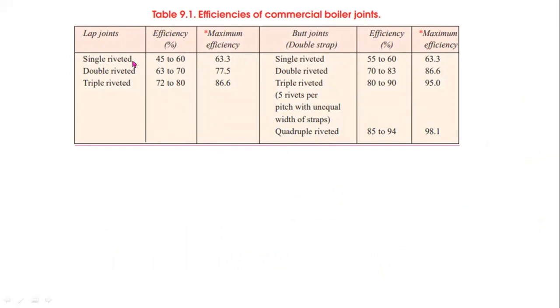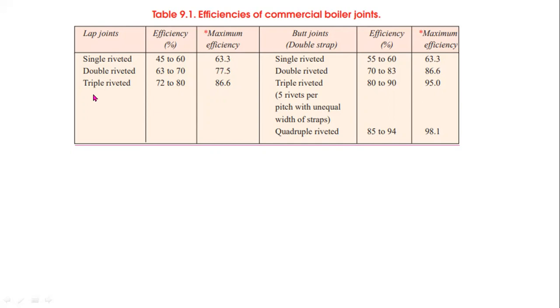For a single riveted butt joint, you have to consider 45 to 60% joint efficiency. Maximum efficiency is 63.3%. Okay, for a double riveted butt joint, 63 to 70% is the joint efficiency, longitudinal joint efficiency, and 77.5% is the maximum joint efficiency.